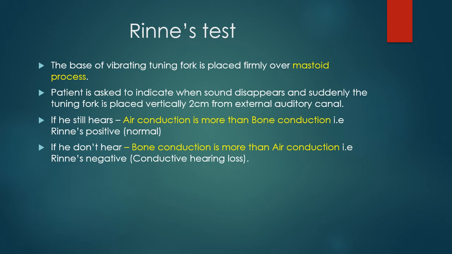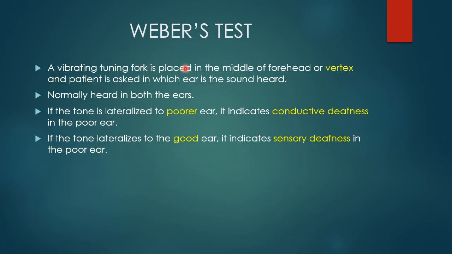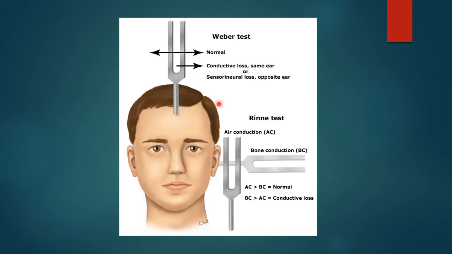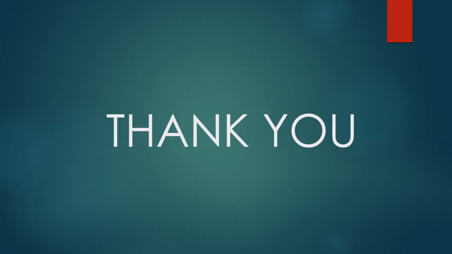Weber's test. A vibrating tuning fork is placed in the middle of forehead or vertex and patient is asked in which ear sound is heard. Normally heard in both the ears. If the tone is lateralized to poorer ear, it indicates conductive deafness in the poorer ear. If the tone lateralizes to good ear, it indicates sensory deafness in the poor ear. This is how Rinne's test and Weber's test are done. Thank you.